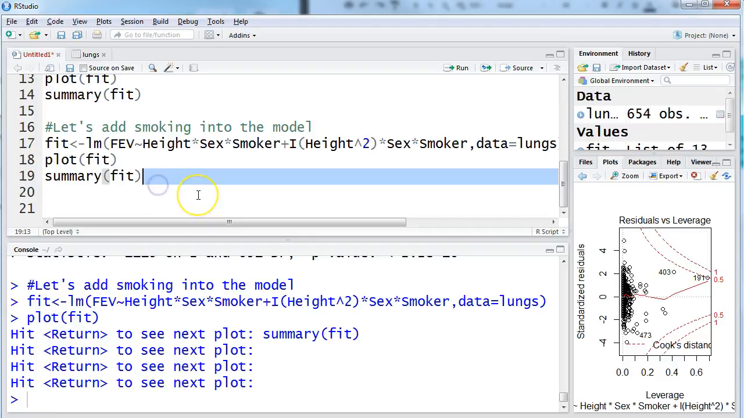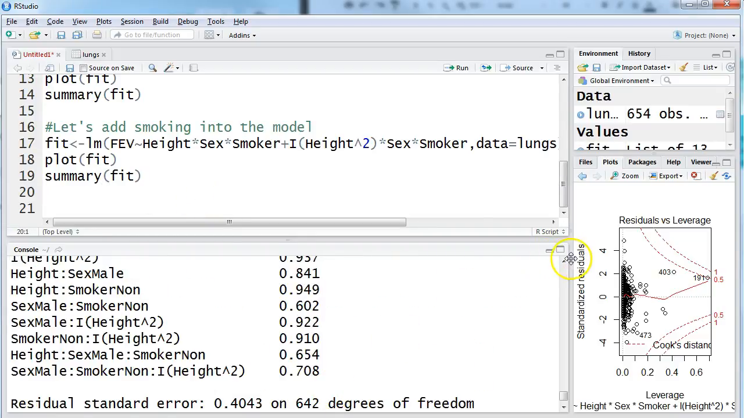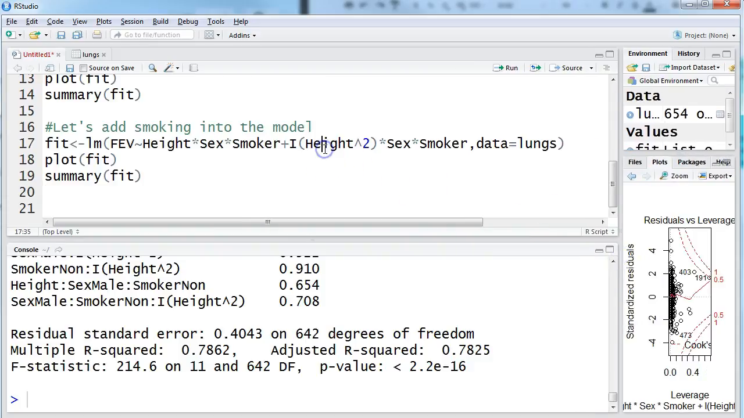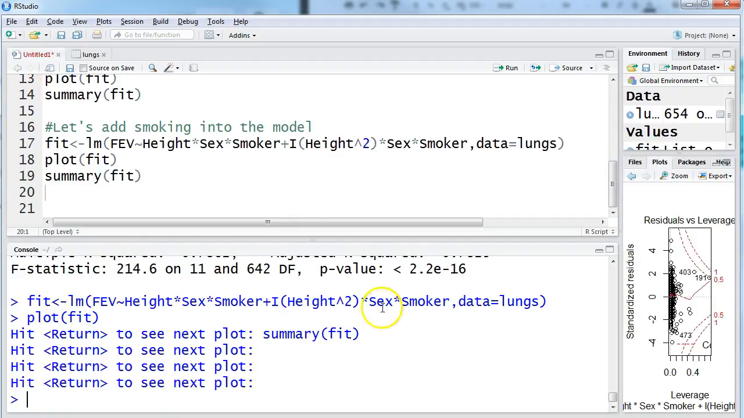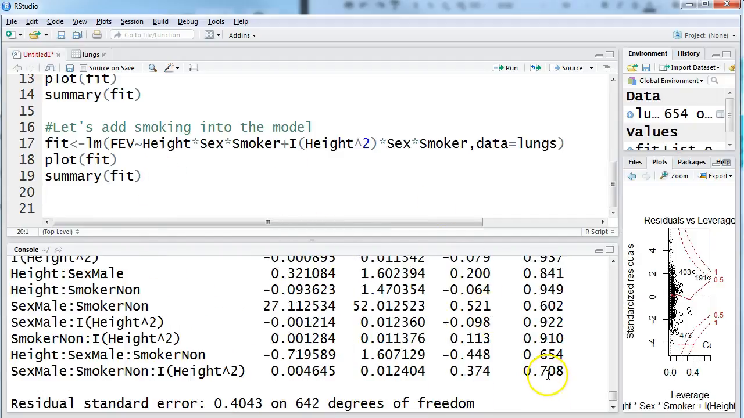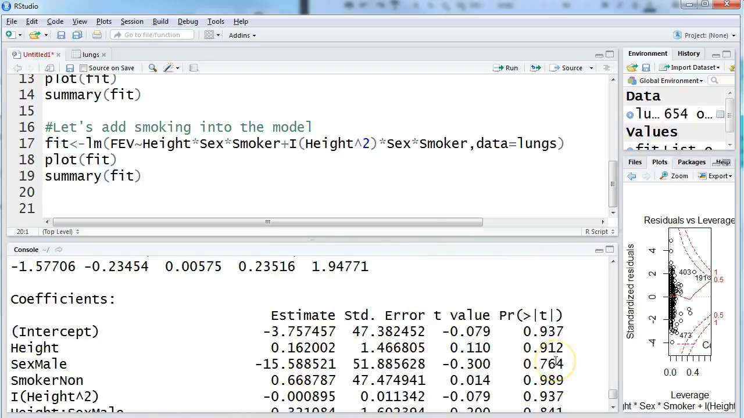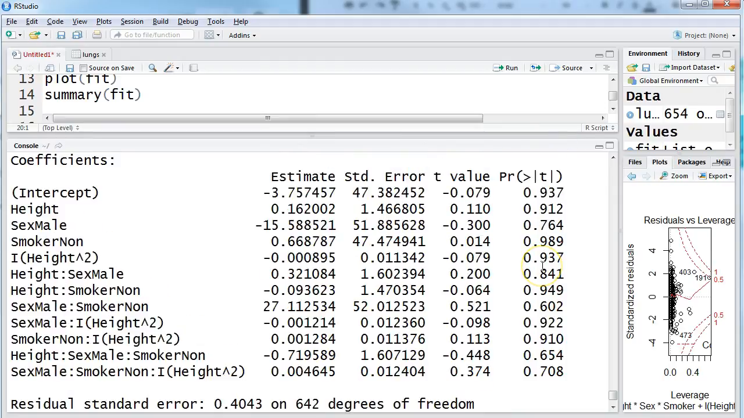So let's see whether it matters if you're a smoker or not. And hang on, let's size out the plot. This is why I hate having to hit return after every single plot. Look at those p-values. See how they're big? Now, interestingly enough, you'll probably notice a couple of things. All the p-values are big, where they weren't before.